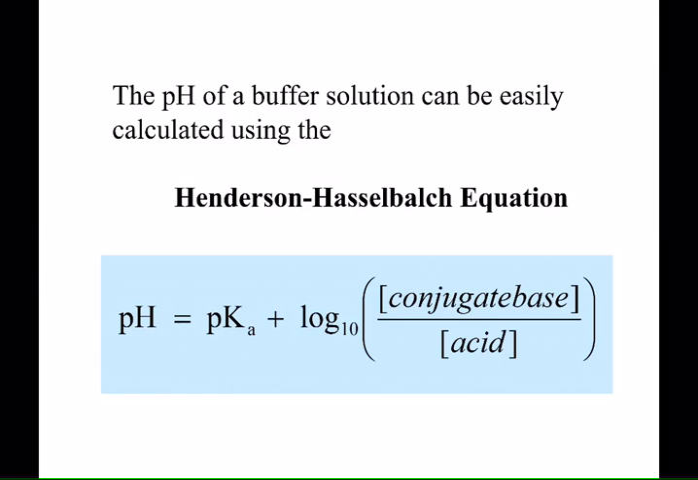It says that the pH of your buffered solution will be equal to the pKa. We talked about Kas, and in order to get the pKa, you take the negative log of the Ka. Plus the log, base 10, of the molar concentration of the base to the molar concentration of the acid. And when I say base and acid, those are conjugate acid-base pairs. Right? And we'll see what that looks like.